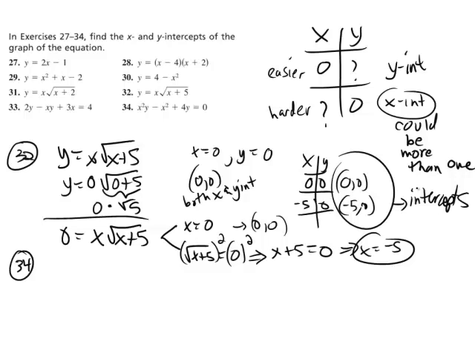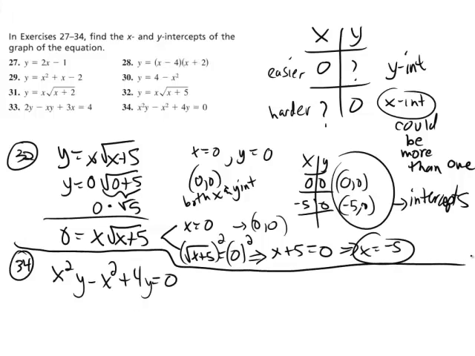Okay. 34 is a little more difficult because it's not solved for y. In 34 we have x squared y minus x squared plus 4y equals 0. Not your standard way of having a problem. Normally we like to have y equal something. We'll take it as it is though, and go with the process of plugging in x equals 0, plugging in y equals 0. We might end up with 2 y-intercepts. That would not be a function.